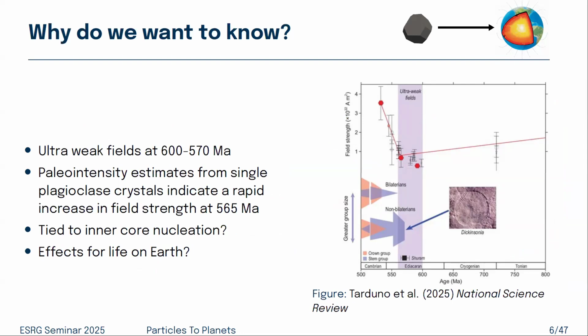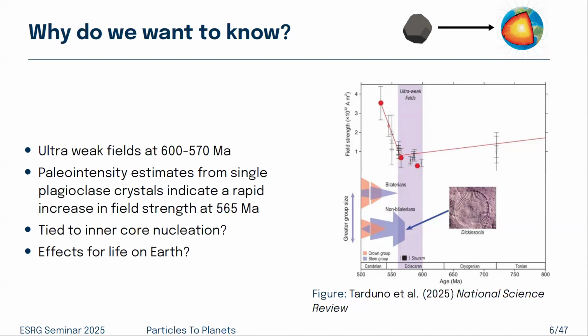And what they've shown, and a lot of other people's work has demonstrated this, is that at this time period there's a large number of very low paleointensity estimates. For relevance on this scale, today's field is at a value of about 8. So we're looking at fields about an order of magnitude weaker than today. And then from these estimates that they've made from single crystals of plagioclase, they suddenly see that the field shoots right up at about 565 million years ago.